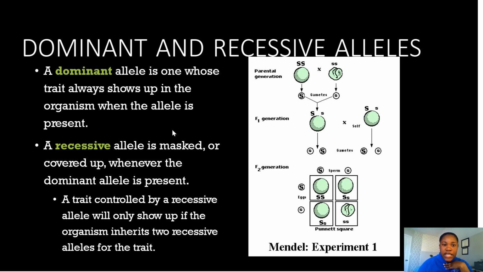So when you have a dominant allele present, that is the trait that will show up. If you have a dominant and a recessive allele, the dominant trait masks the recessive trait, so the dominant trait still shows up. The only time that a recessive trait will show up is if you have two recessive alleles.